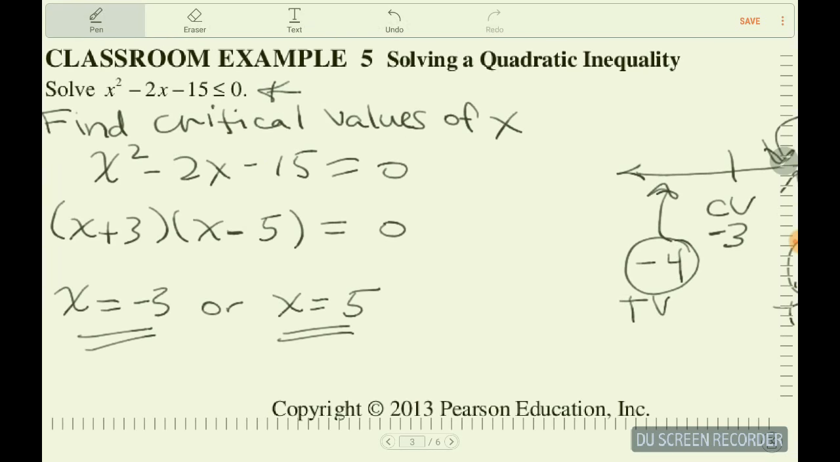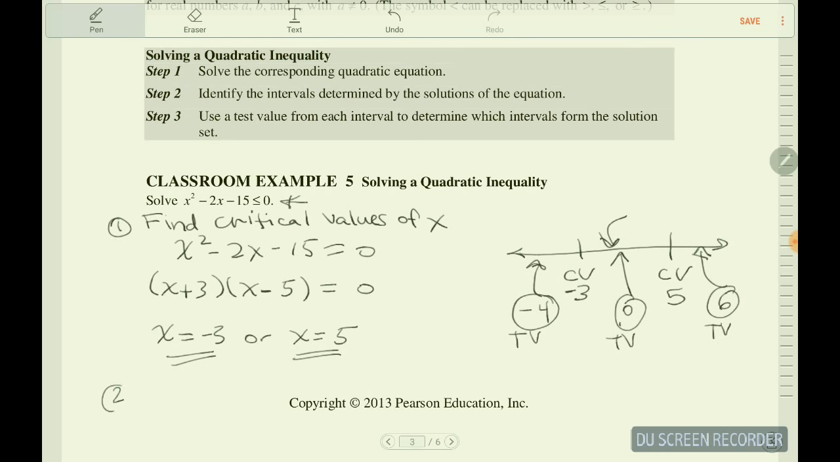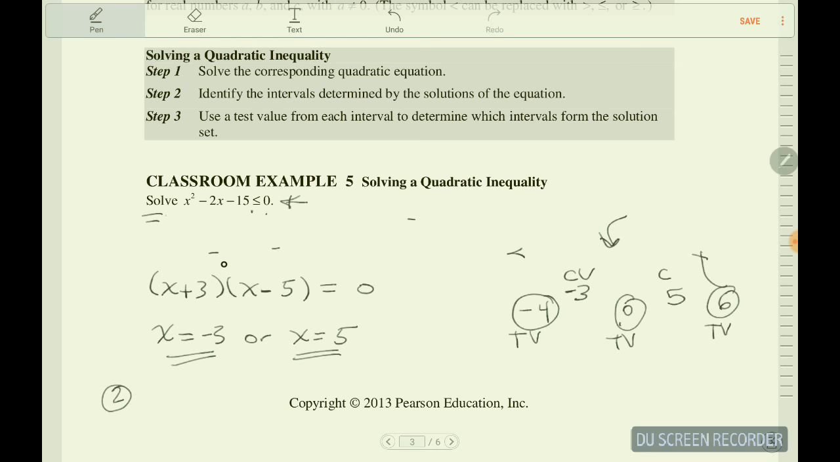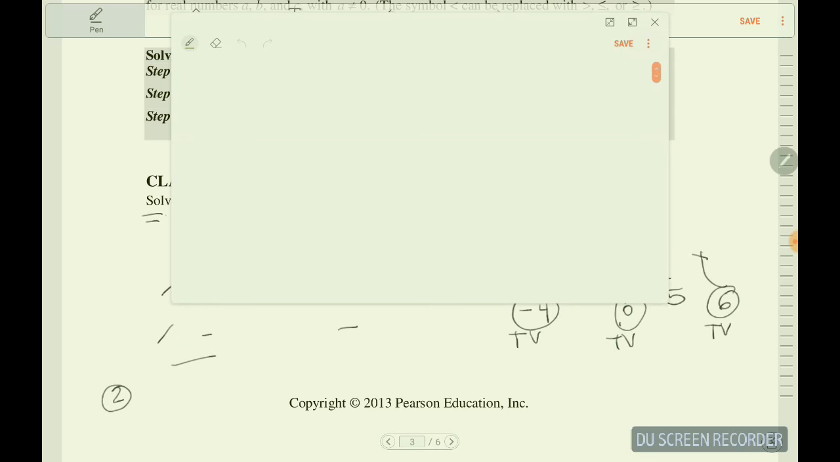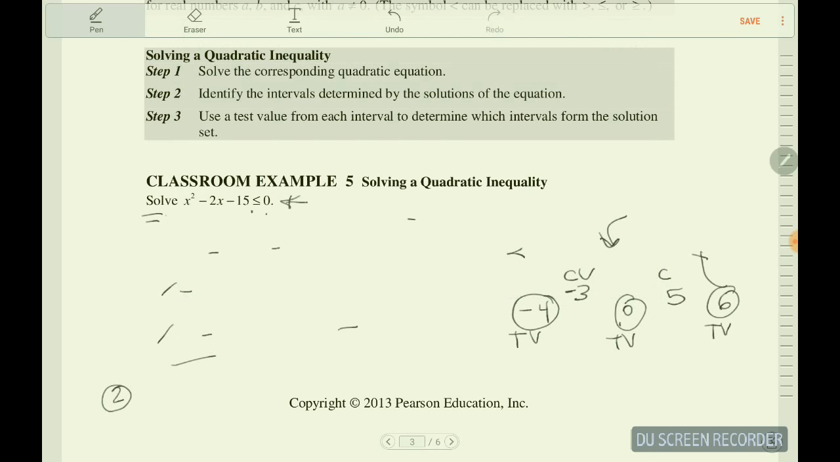All right, so I'm out of space here, but let's see. Maybe I can just erase, since this is a video. I can erase some things, and you can just back it up if you want to see it. Okay, so I'll leave this here. And we're on step 2, which is test intervals.